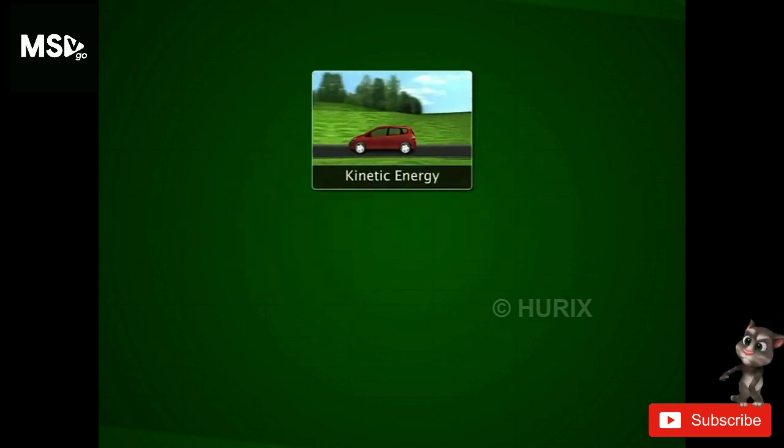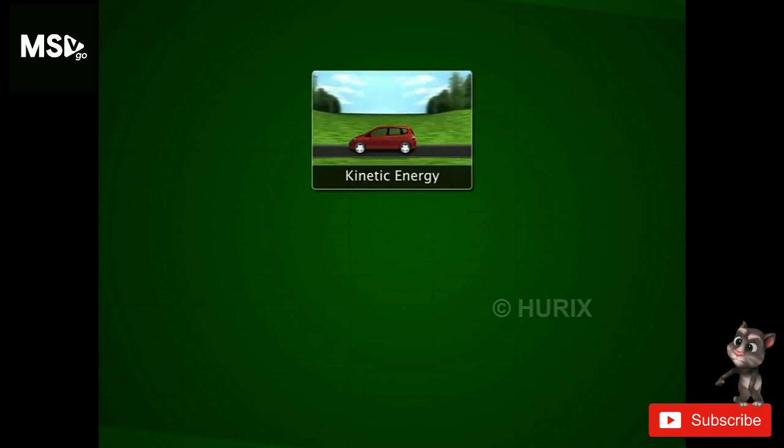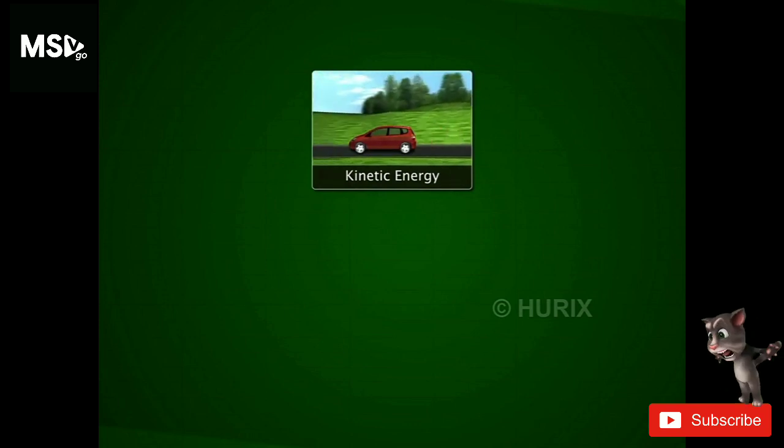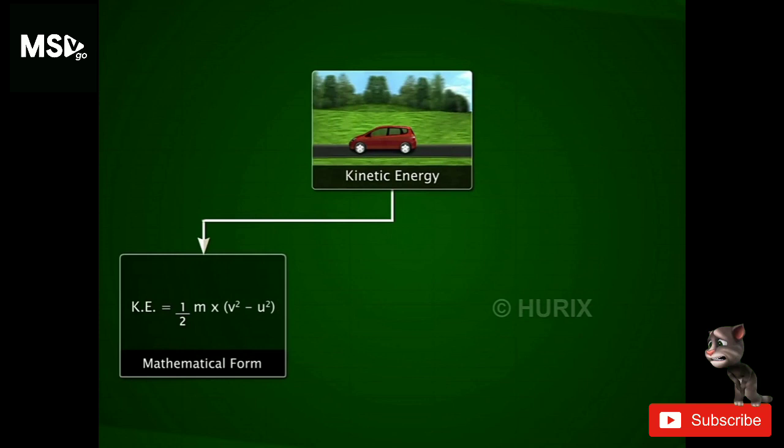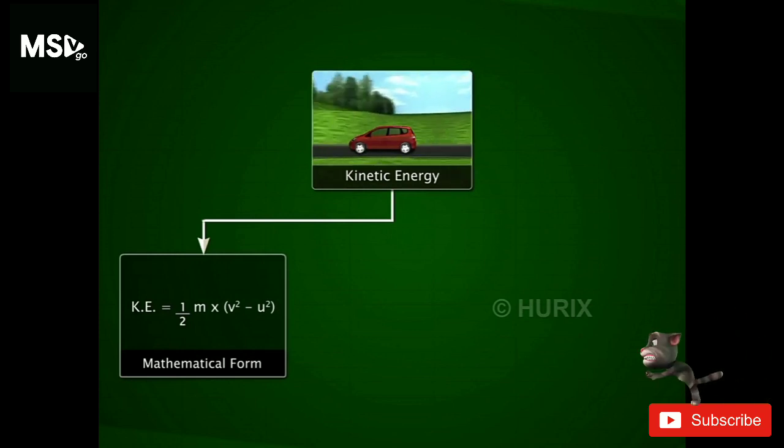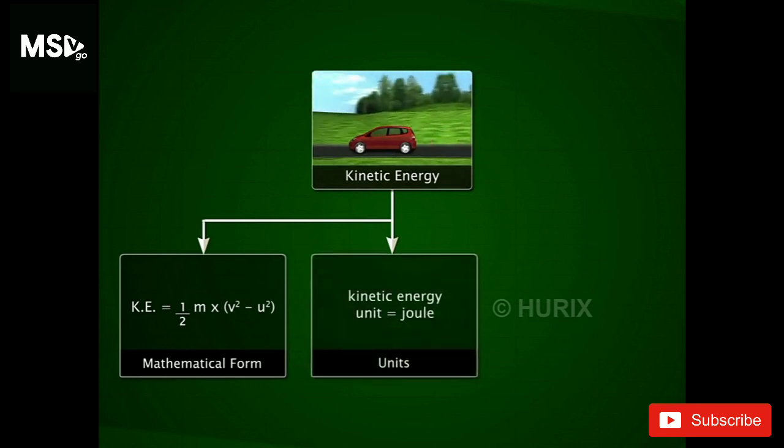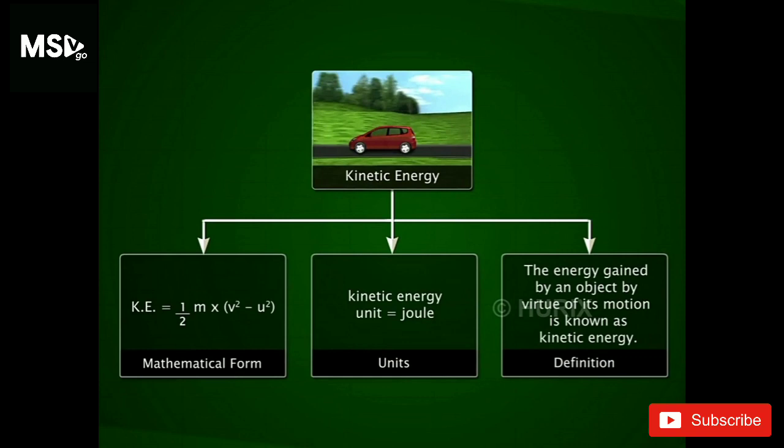Energy possessed by an object owing to its motion is known as kinetic energy. The kinetic energy of an object can be found using the following formula. Kinetic energy is expressed in joule. The energy gained by an object by virtue of its motion is called kinetic energy.